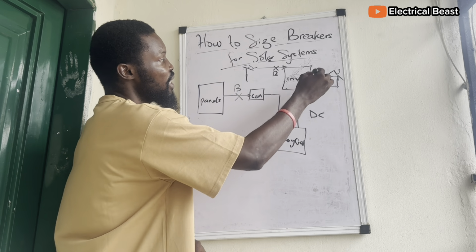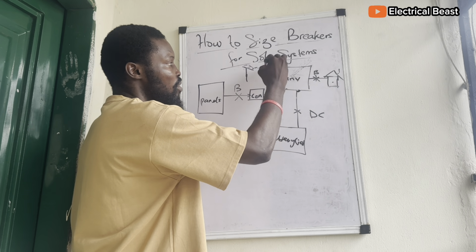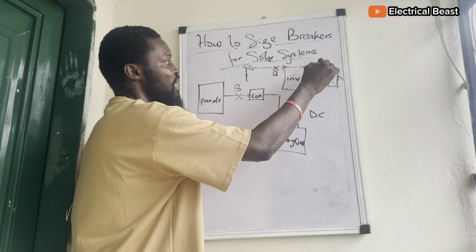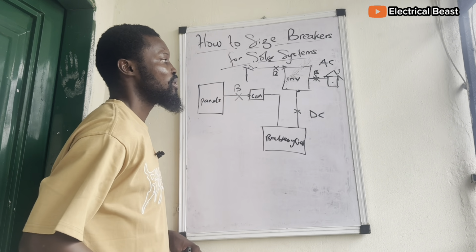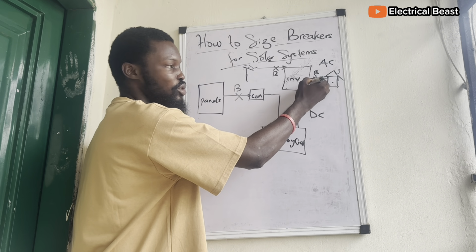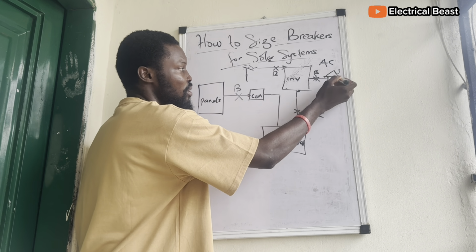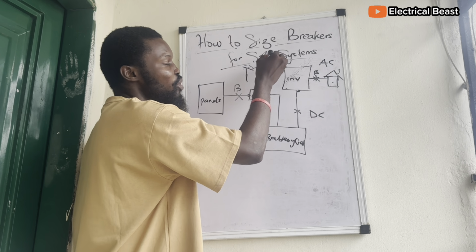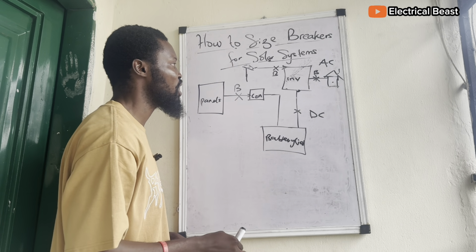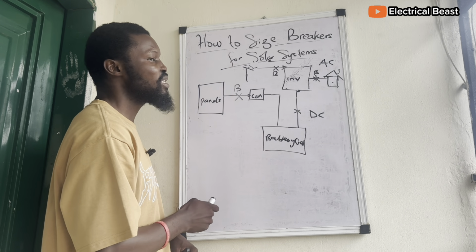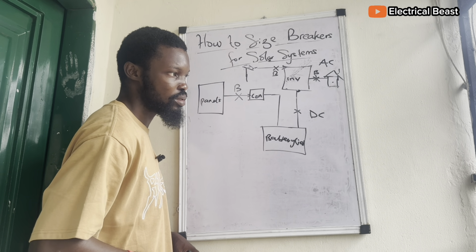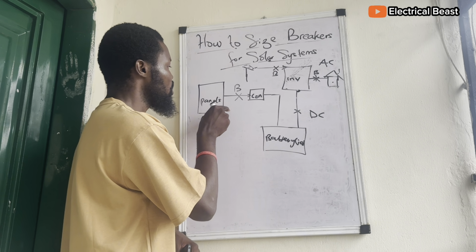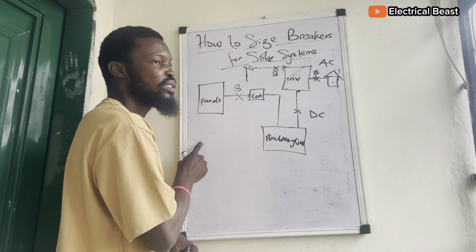Then from here, these two breakers, the current that flows through these breakers are AC. The inverter supplies voltage or current to the house. Then the input from the grid to the inverter is also AC, alternating current, to charge. Now we have AC breakers and we have DC breakers. Of course, between the panels and the controller, we need a DC breaker.